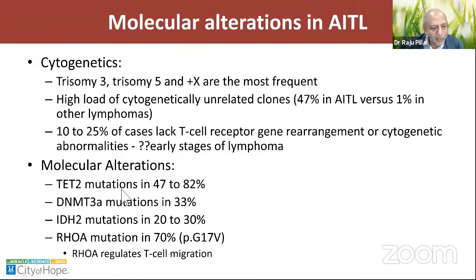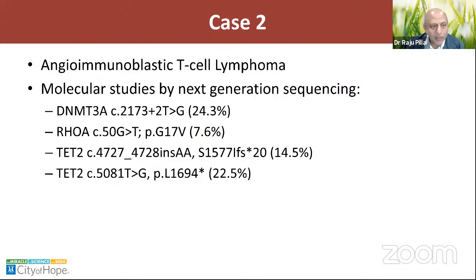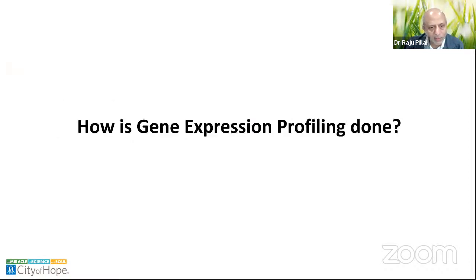And these are the alterations that are most common in AITL: TET2, DNMT3A, IDH2, and RHOA. Except IDH2, all the other mutations were present in the sample. So we called it angioimmunoblastic T-cell lymphoma, and we explained all these mutations, and the morphology and the phenotype were very supportive as well.